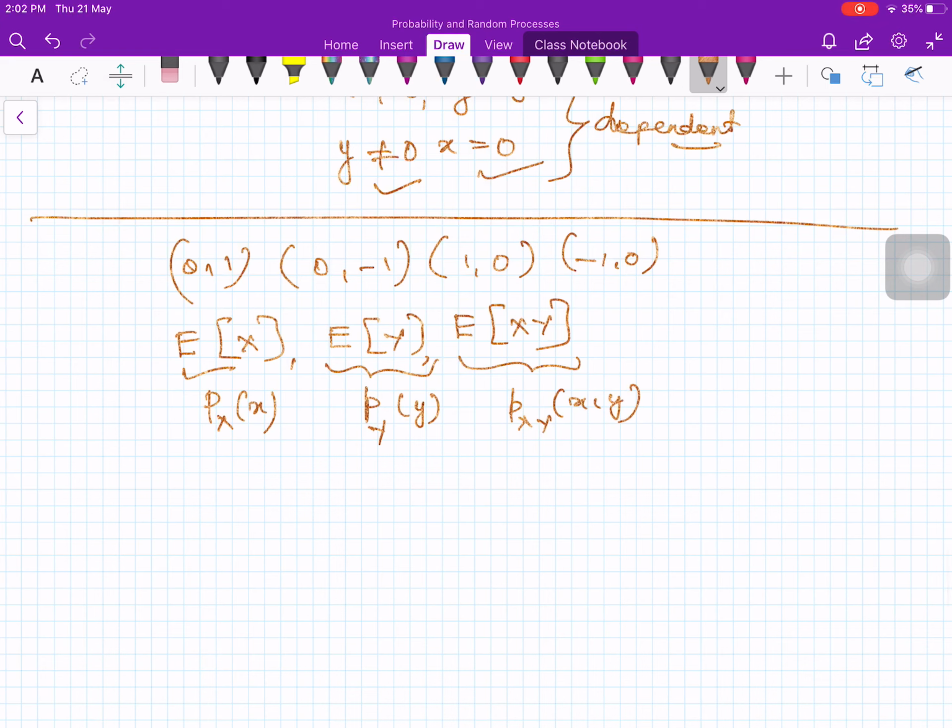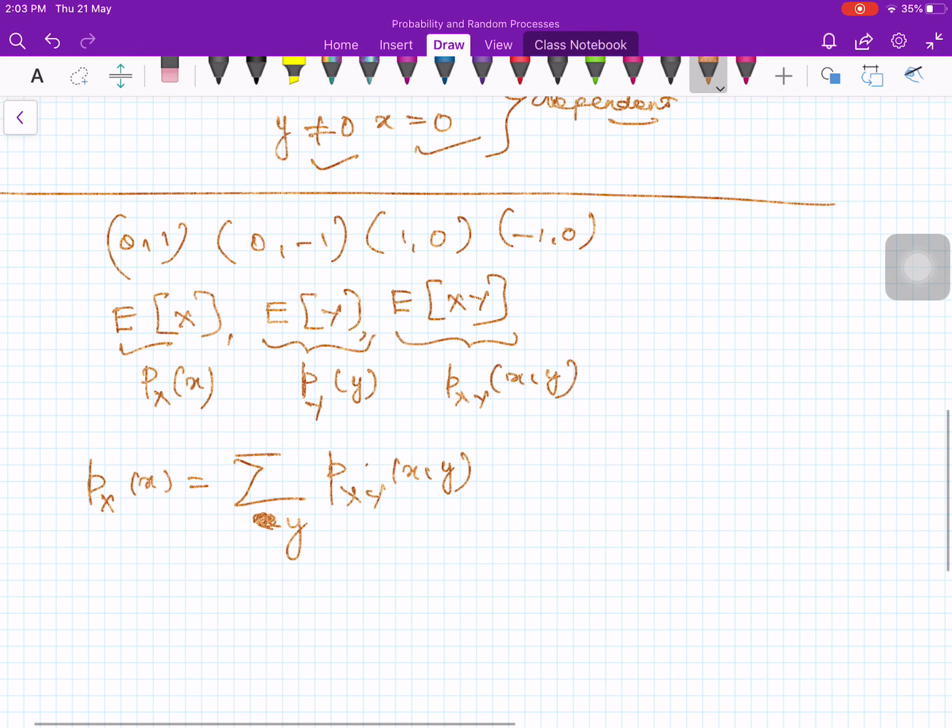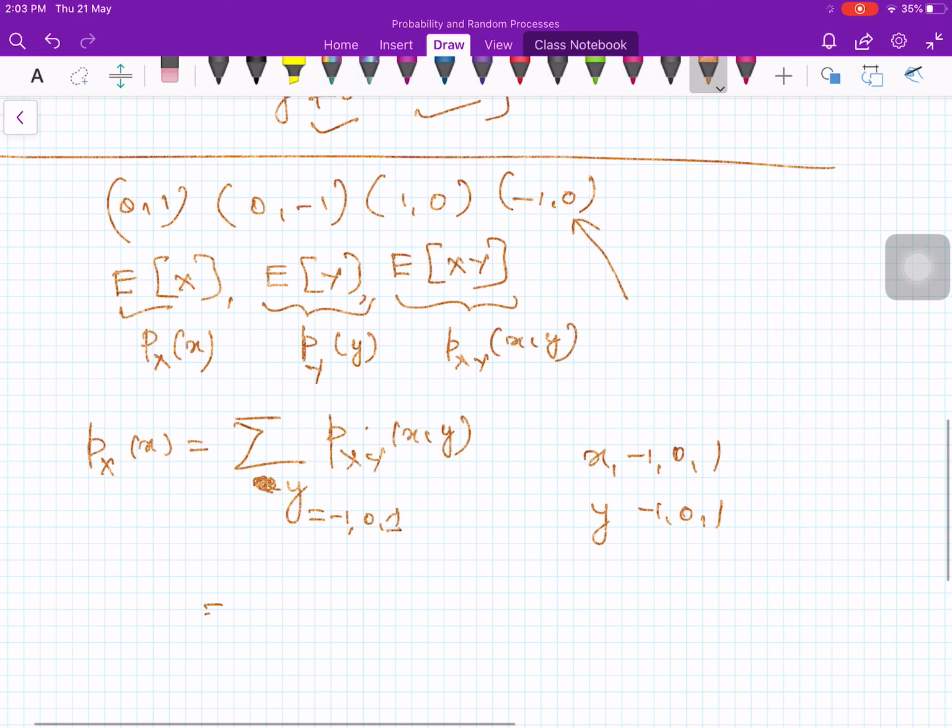Okay. Now let us find the probability mass function of pX(x). So this is going to be the summation over y of p(x, y). Now if you look at the given probability mass function, where x takes the values -1, 0 and 1, y also takes the values -1, 0 and 1. Therefore y is equal to -1, 0, 1. These are the 3 values it is going to take.